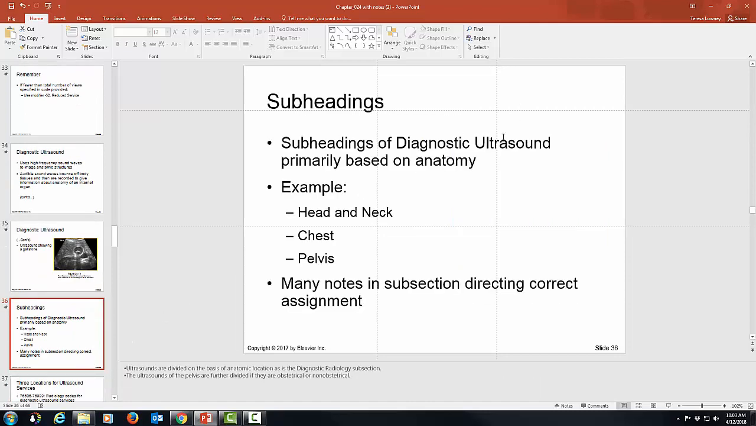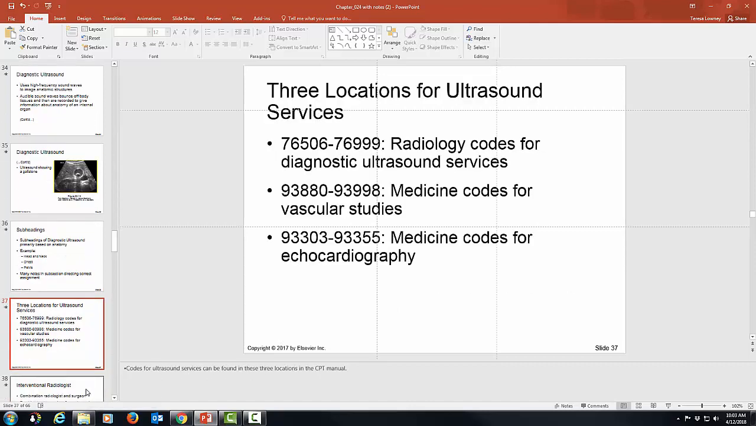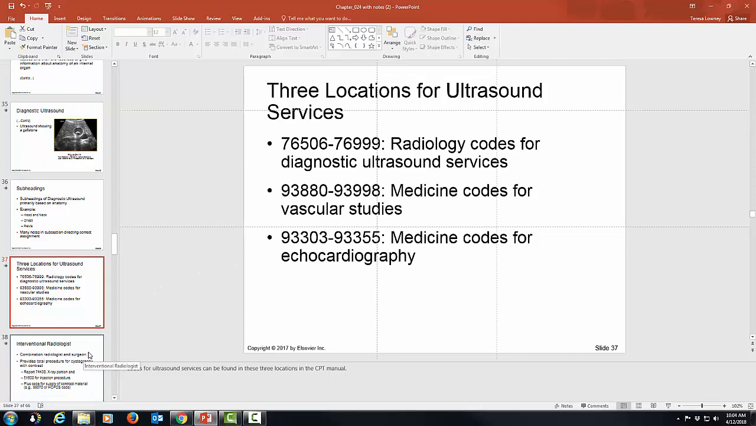The subheadings of diagnostic ultrasound are primarily based on anatomy, and many notes in these subsections direct you to the correct code assignment, so you need to read those carefully. There are 3 locations for ultrasound services in your CPT book. Radiology services, which we're talking about today, are for diagnostic ultrasound services. In the medicine codes, there's vascular studies, and in the medicine codes, there's echocardiography. So you need to know exactly which one you're looking at.